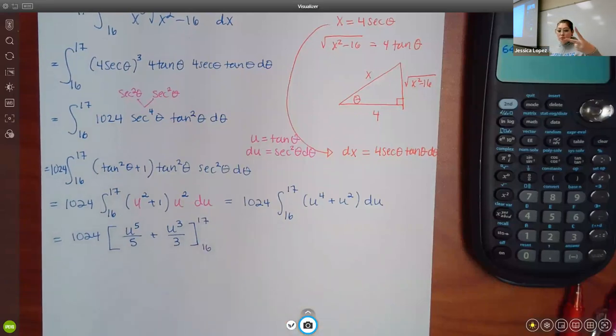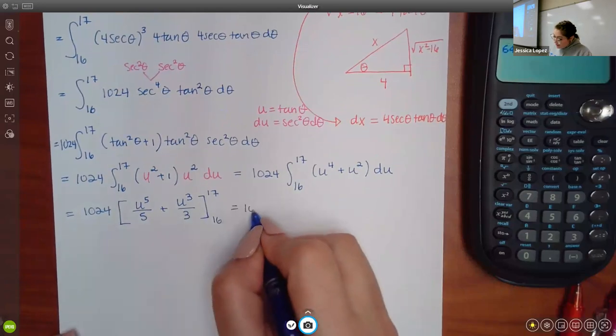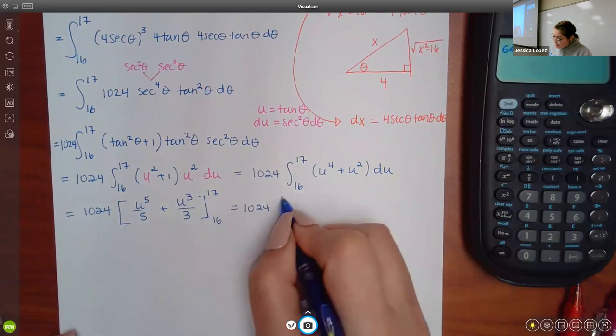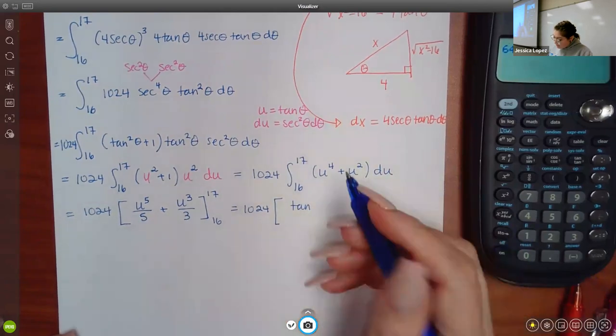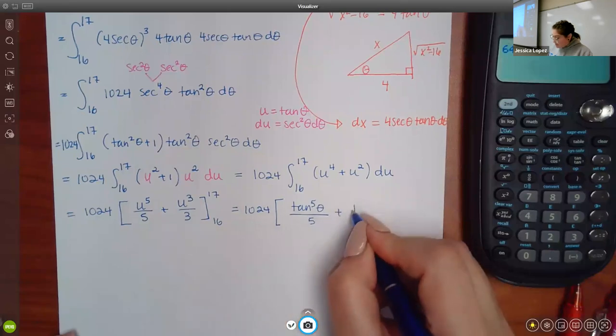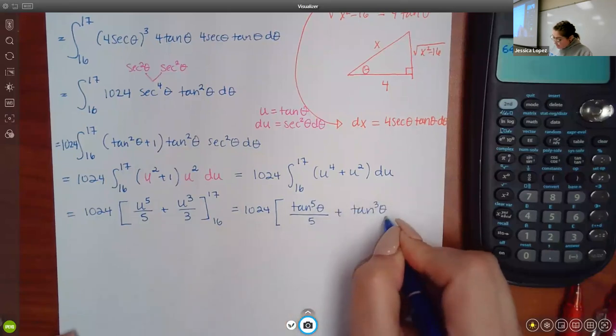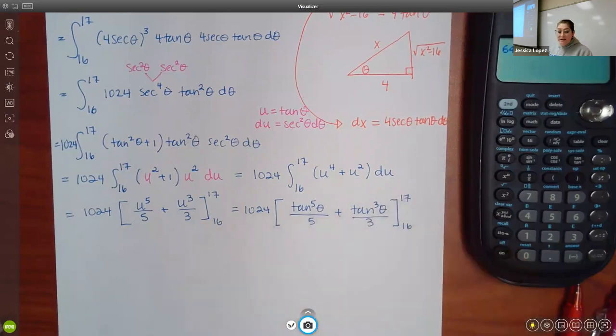So we've got two back substitutions to do. One back substitution is the pink, right? I got to get back into thetas. And then the last back substitution is to go from thetas to x's. Okay, so we've got two substitutions to reverse. So first, let's go back. u was tangent, right? So this is tangent theta raised to the fifth power. I'll write it like that. And then tangent theta raised to the third power. But I'm not quite ready for those bounds yet because those are x's.